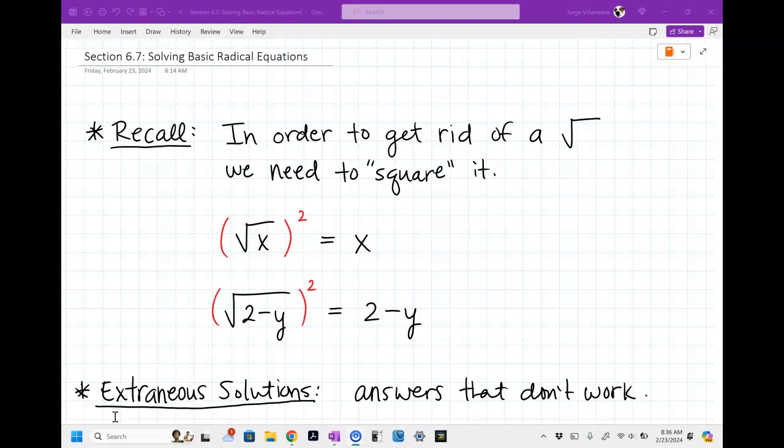And since we're going to be solving equations, if you square the square root, you're going to have to square the other side of the equation as well. So you'll see what I'm talking about right now.